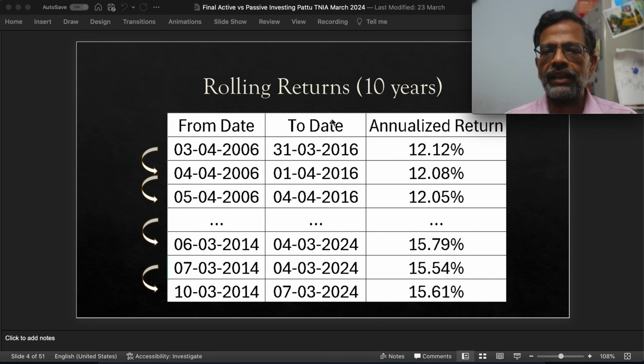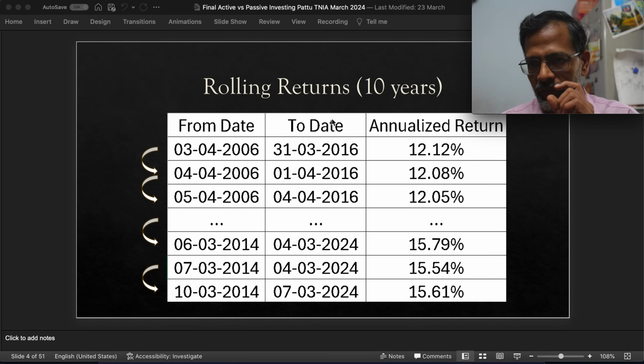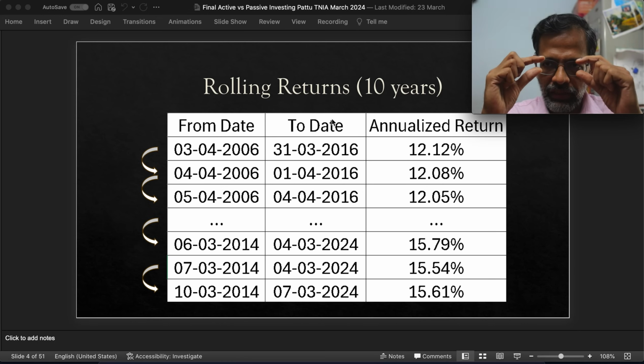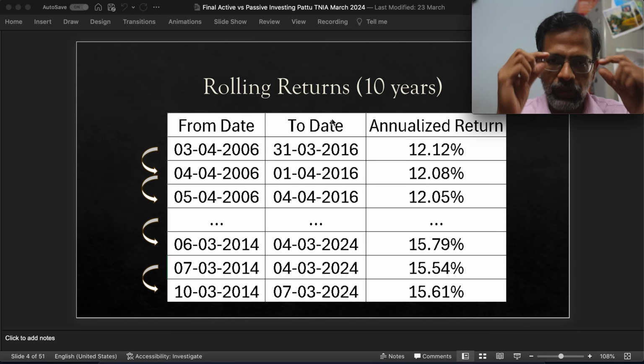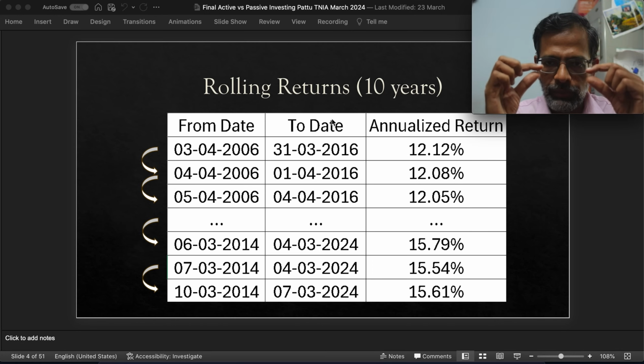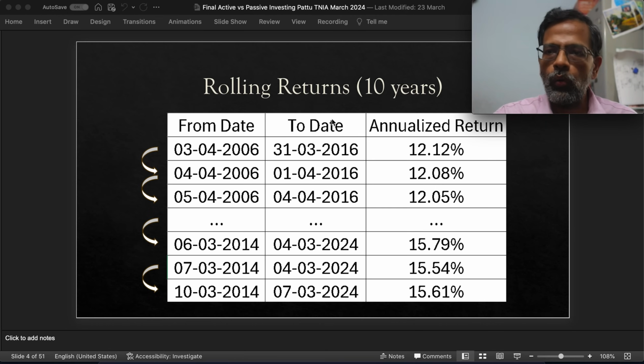So what we do is we take the chunk of data and split it into return windows, 5 years, 10 years, or any duration, for example, 10 years. So from 3rd April 2006 to 31st March 2016 is one 10-year window. And the return in that period is 12.12%. And you take that 10-year window and shift it by one day. So from 3rd April, you go to 4th April 2006 to 1st April 2016. The return is 12.08%. And you keep shifting, and you calculate the return over every possible window, and that's called a rolling return.